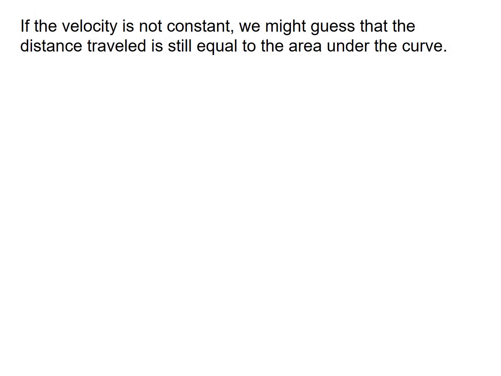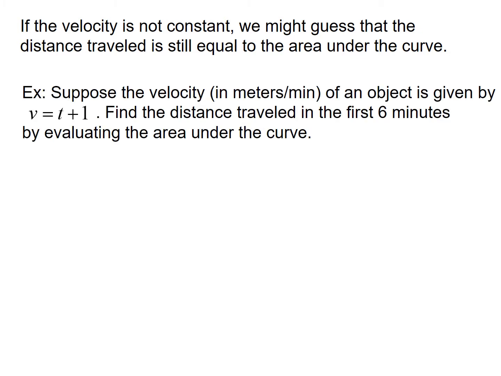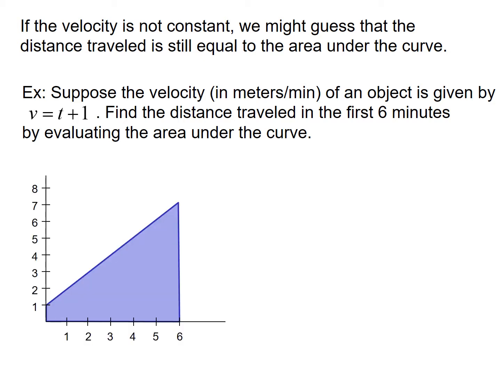Well, now let's look at what happens if our velocity is not constant. We could make the connection now that the area underneath that curve gives us the distance traveled even if the velocity does not stay the same. So if we have our velocity given by v equals t plus 1, we want to find the distance traveled during the first 6 minutes. So we can draw the graph. There's v equals t plus 1. And over the course of the first 6 minutes, it's a trapezoid.